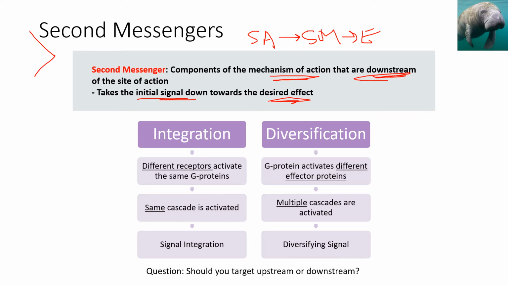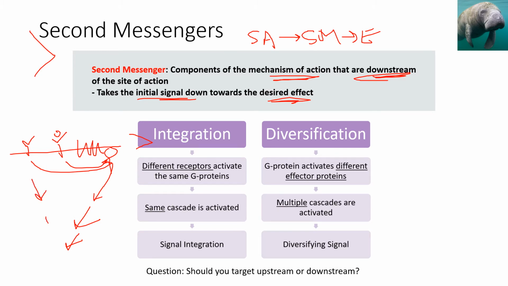The first way, with integration, is that you could have different receptors. So if this is a membrane, you have different receptors, and these could be G-coupled protein receptors, it can be ligand-gated, but different receptors are activating the same G-coupled protein receptor. And this is just one example. And so the same cascade is activated first, and so this is an example of signal integration, where multiple different receptors being activated are all integrated into one single signal.